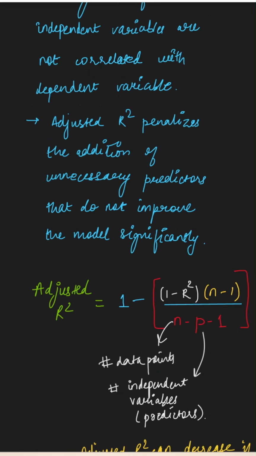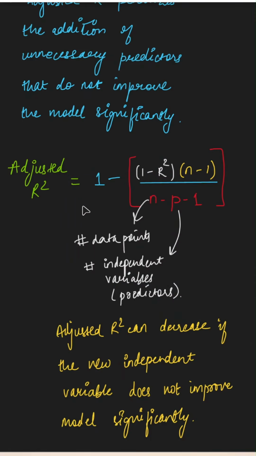In order to not let this happen, we use adjusted R square, which penalizes the addition of unnecessary predictors that do not improve the model significantly. The formula for adjusted R square is 1 minus (1 minus R square) times (n minus 1) divided by (n minus p minus 1), where R square is the R square value, n is the number of data points, and p is the number of predictors.